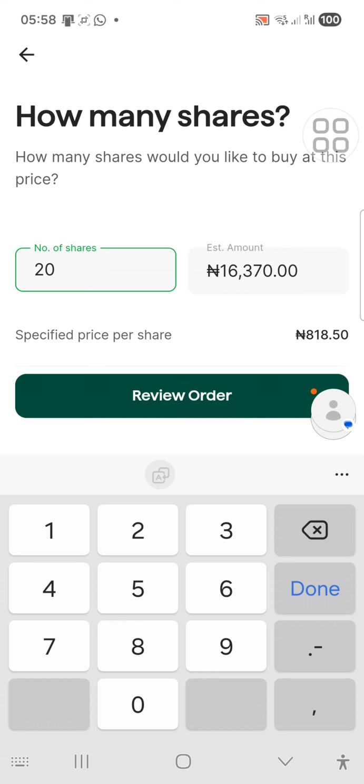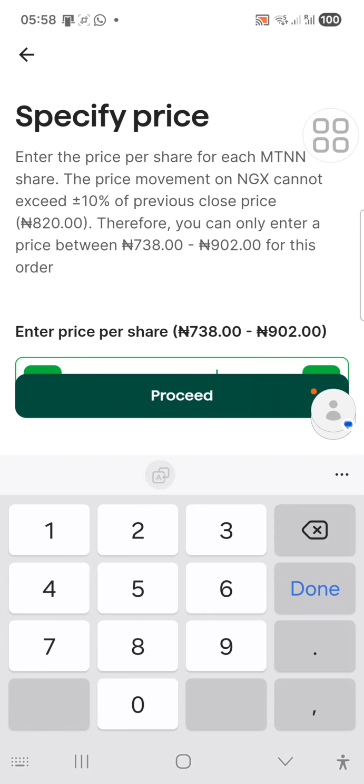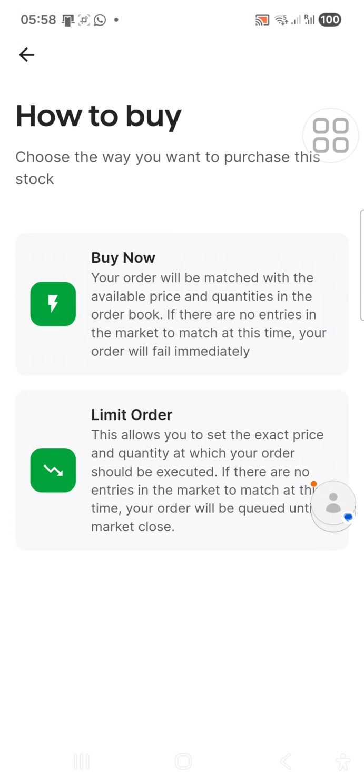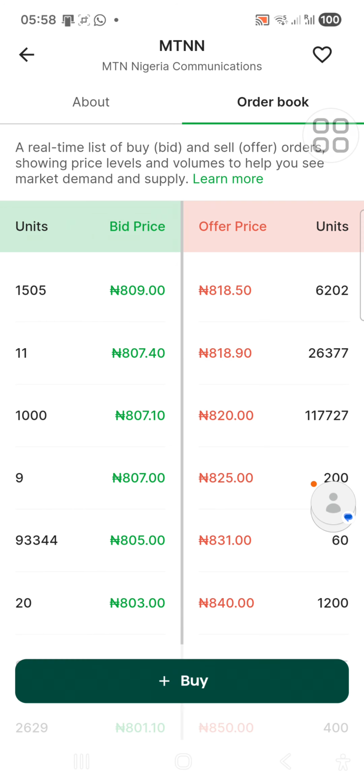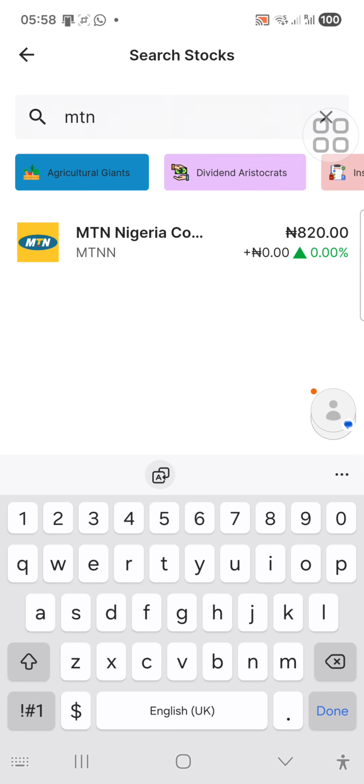So this is how you buy your stocks at limit order, or using limit buy. Okay, let's go back. Yes, limit order. You buy at limit order and you save money. That's how smart investors buy their stocks all the time.